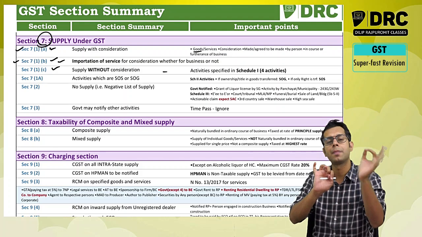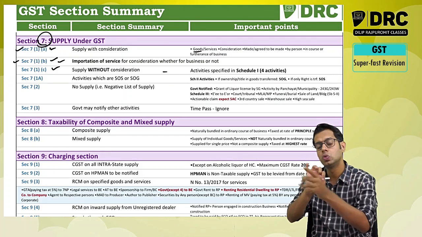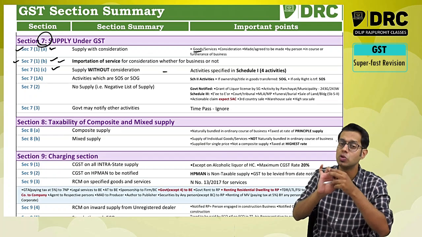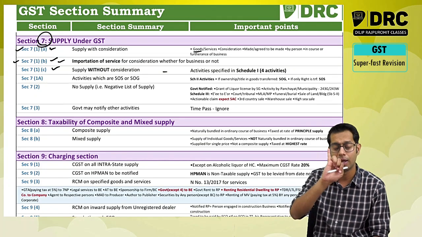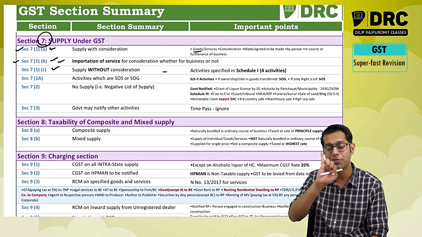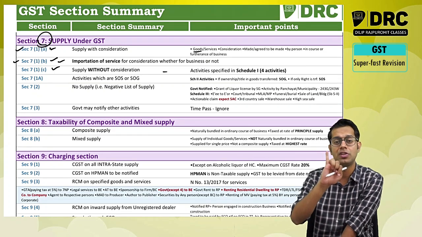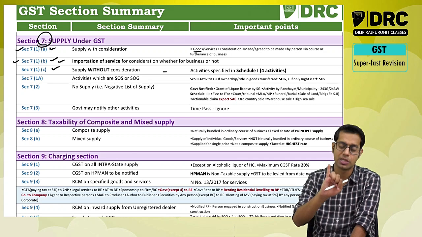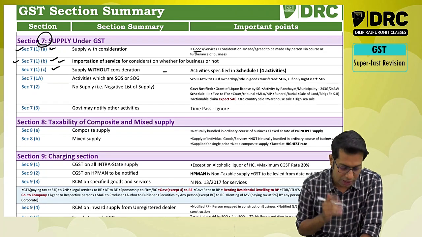Supply of goods by principal to his agent or vice versa, wherein the agent is undertaking to further supply those goods on behalf of the principal in his own name, whose names are agent names himself. And lastly, importation of services by a person from his relative outside India or from another establishment located outside India if it is made in the course or furtherance of business. So these 4 points which we just now saw are treated as supply even if there is no consideration involved.